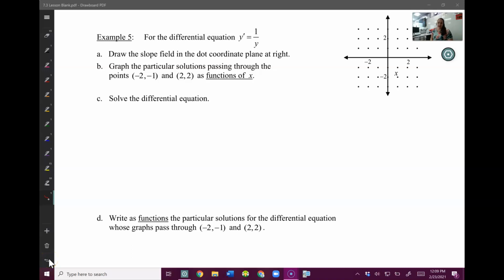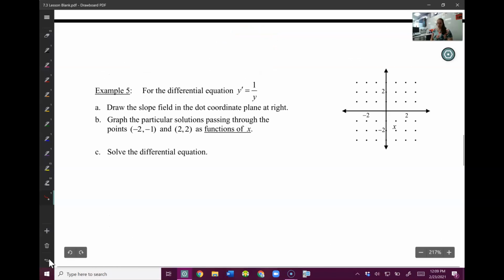Let's try our next example. So we have a new equation, 1 over y. We're going to start by drawing our slope field. So once again, just pick points and plug it in. So let's see, this would be 0, 1. If I plug in 0, 1, I'm only plugging the y in. I get 1 divided by 1 is 1.